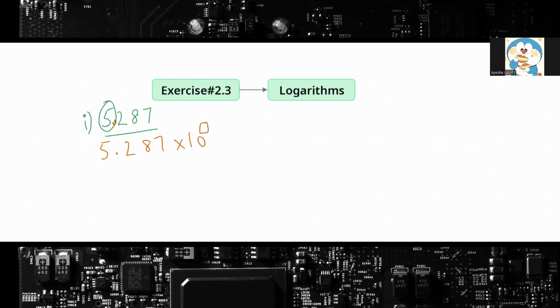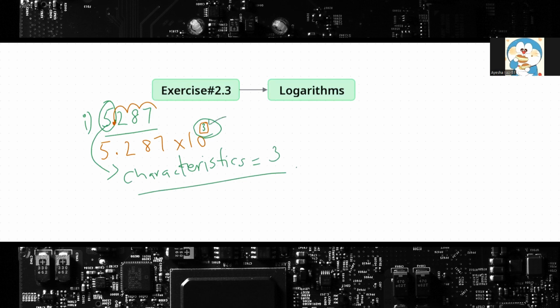Now it's time to figure out the power of 10 over here. See, after the point there are 3 digits, so 10 की power आपके पास यहाँ पे क्या होगी? 3 होगी, right? So the power of 10 is 3, so the characteristics of this number is 3. That's how you'll find the characteristics of a number. Okay, so question number 1 is basically about this. There are different kinds of numbers given and you need to find the characteristics. First write the number in scientific notation and figure out the power of 10, and the power of 10 will be your characteristics.